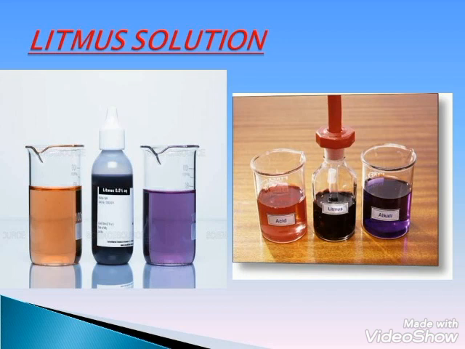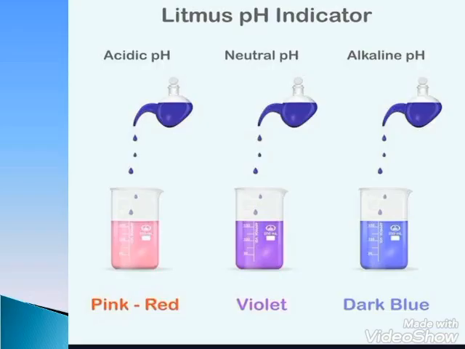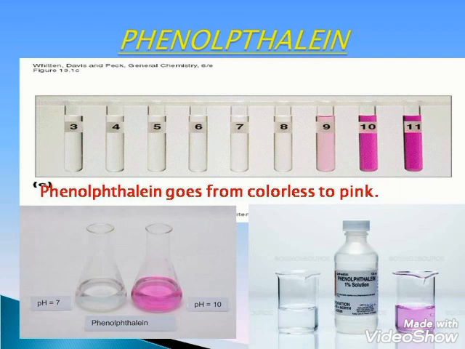Litmus solution is a commonly used indicator in the laboratory. Most often we have seen this. Litmus solution is usually violet in color, and when this litmus solution is added to a solution which is acidic in nature, it changes its color to red. And if we add it to a solution which is alkaline in nature, then it changes its color to dark blue. So by seeing the change in color, we can say whether the pH is acidic or alkaline, or if it is neutral, then the litmus solution does not change its color, it remains violet as it is.